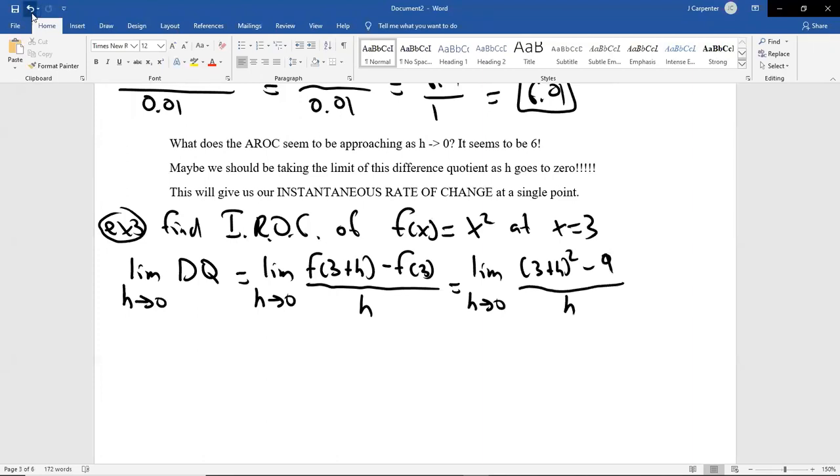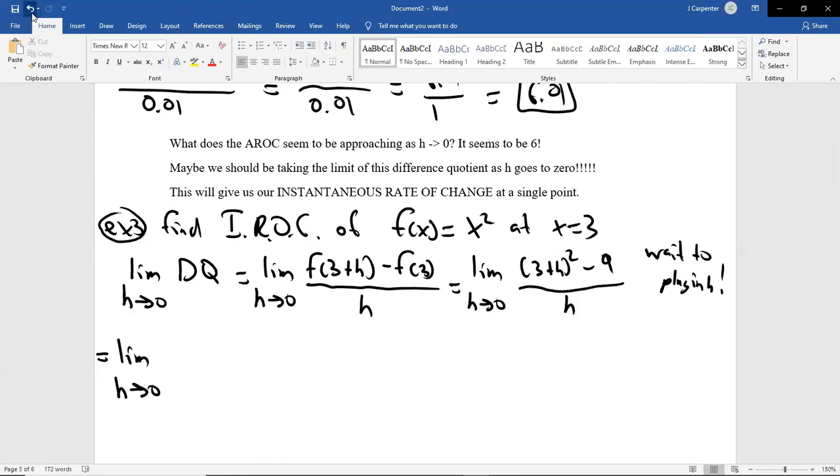Now, if you try and plug the 0 in right now, it's going to make the bottom 0. If you plug it in here, 3 plus 0 is 3, 3 squared is 9, 9 minus 9 is 0. You get 0 over 0, which is indeterminate. You have to wait to plug it in. How do you know how long to wait? Generally, you'll see something massive cancel. Generally, the h in the bottom needs to go away. So this is the limit as h approaches 0, let's simplify the top.